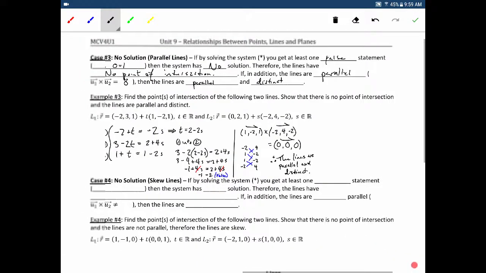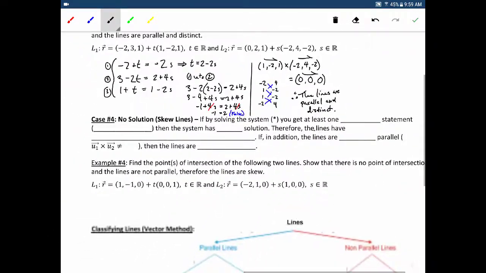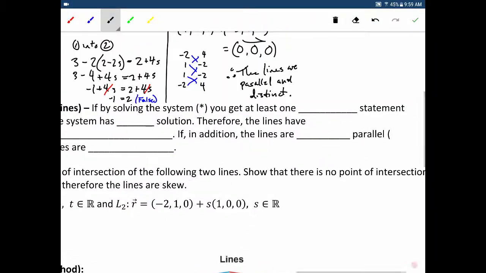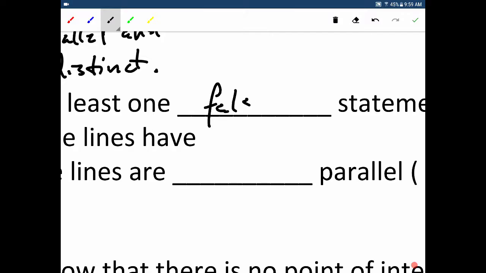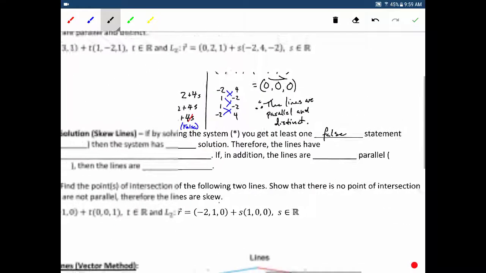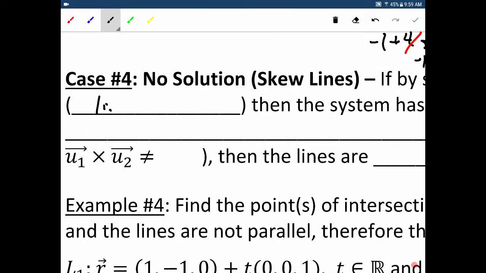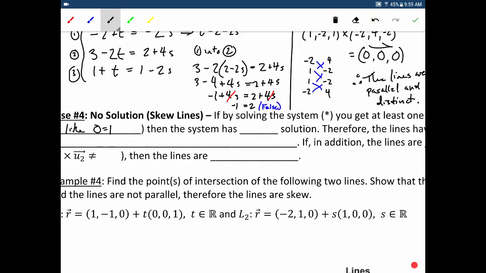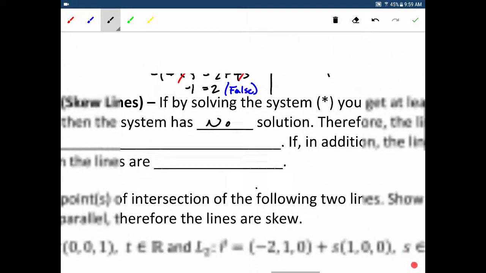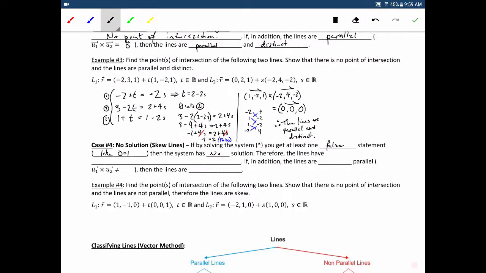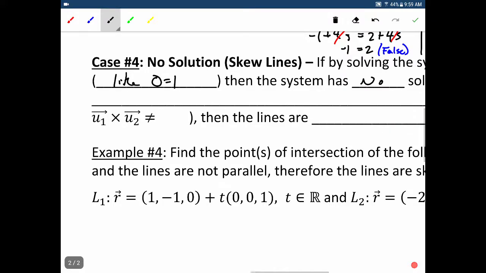All right, last one. Here we go, skew lines. We're going to do it the same way as the last one, we're just going to get different results. If by solving the system you get at least one false statement, something along the lines of 0 equals 1, which is not true, then the system has no solution. Therefore, the lines have no point of intersection.